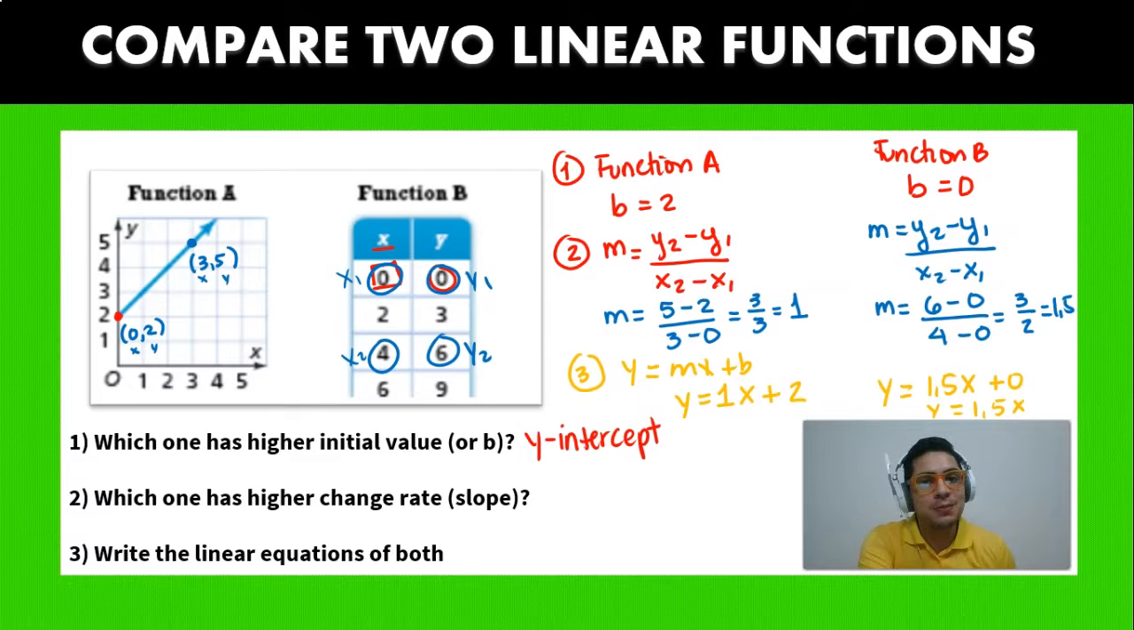So guys, this is how you compare the three different things: the equation, the change rate or the slope, and the initial value or y-intercept.